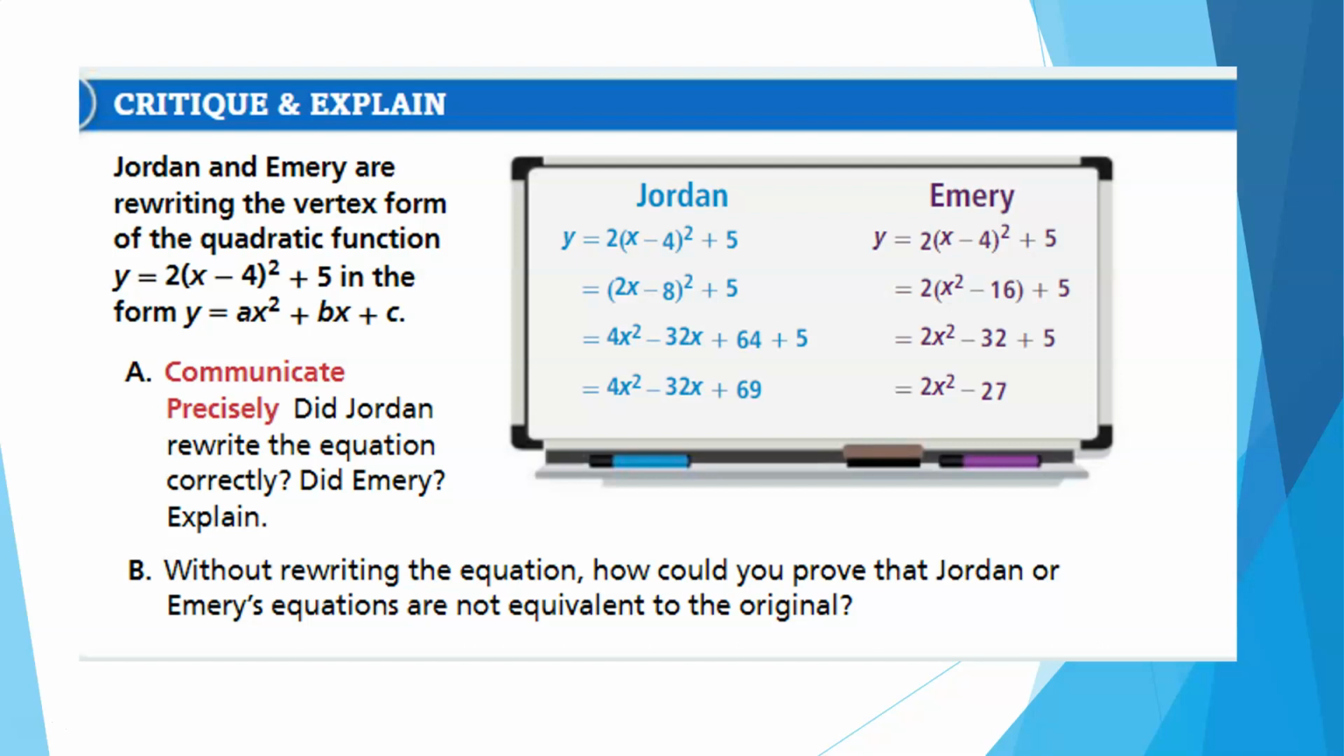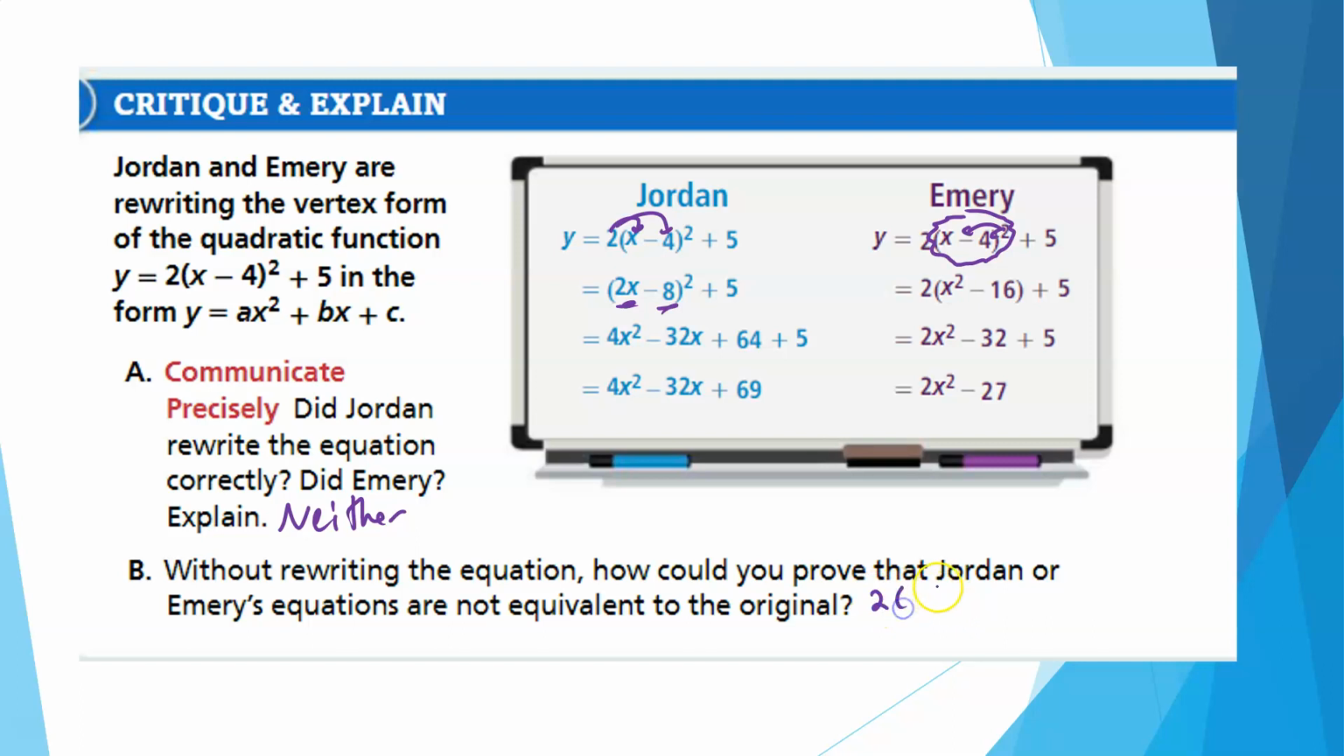Okay, so hopefully when you were looking at it, you noticed that neither one is correct. When we look at Jordan's work, you can see that he or she accidentally distributed the 2 first, which is not the first step. Emery had the right idea and dealt with the binomial squared, but Emery made the common mistake of squaring the x and squaring the 4, but not expanding it fully. Okay? So the biggest thing is, how could you prove it?